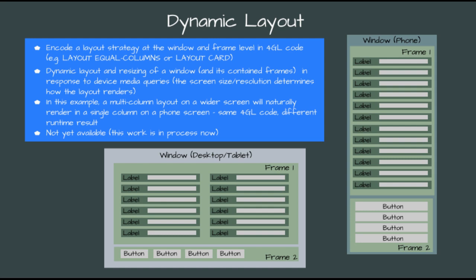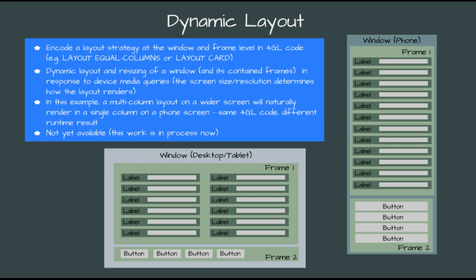We have a better idea. If you take frames in windows and you encode some additional layout hints for the runtime, like layout equal columns, you add a keyword and you put that on a particular frame, for example, you can give the runtime itself enough information such that it can respond to window resize events and to device media queries in a smart way.